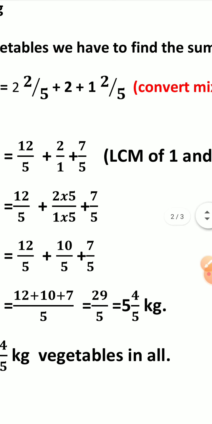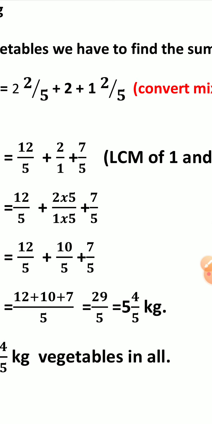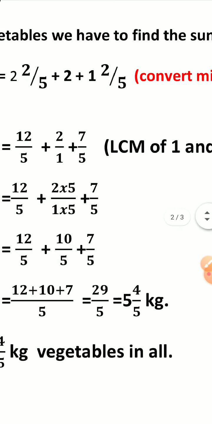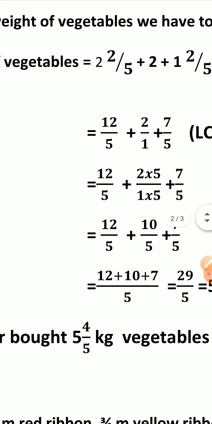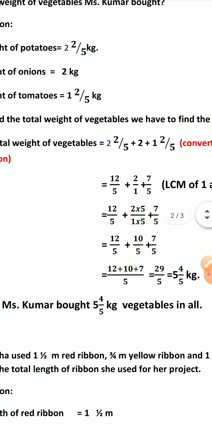This is the denominator, and this is the remainder, that will come in numerator, and as you have divided by 5, which is the divisor, so it is 5 4 by 5. So just do it on the rough side to convert into mixed number. You will get 5 4 by 5 kg total vegetables Miss Kumar bought.